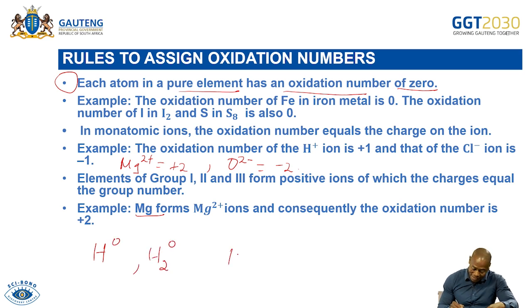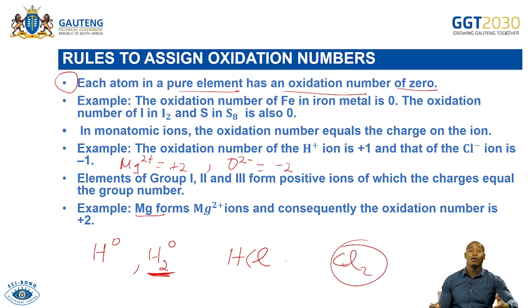Unless I can say HCl, it can't be zero. If an element is on its own, not mixed with any other element, like H2, which is just 2 atoms of hydrogen, the oxidation number is 0. Cl2 is just 2 atoms of chlorine, so its oxidation number is 0. If an element is not mixed with any other different element, then its oxidation number is 0.